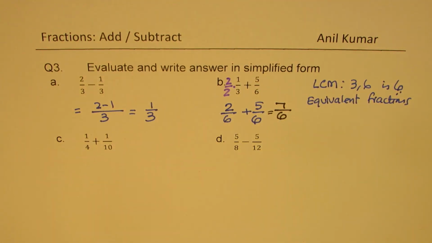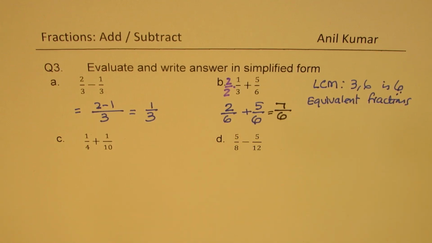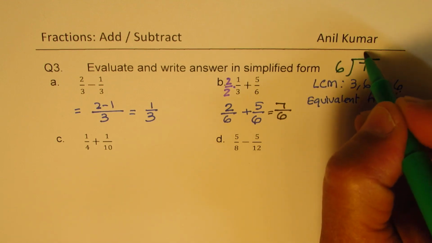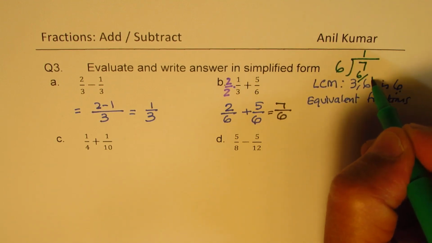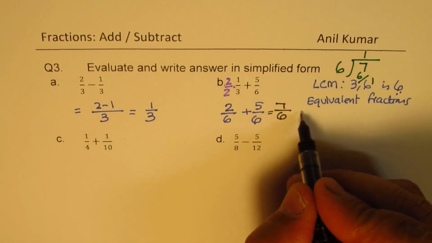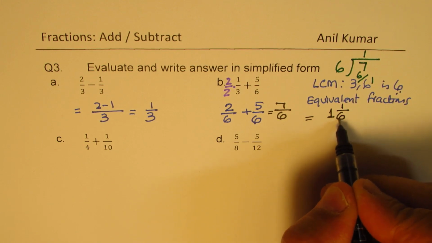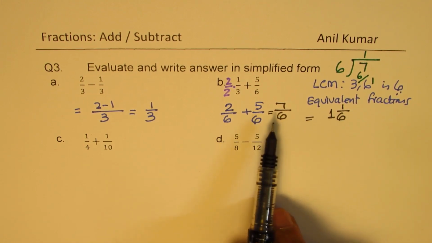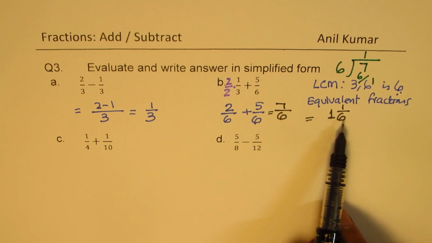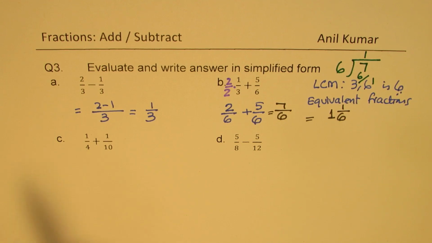Now 7 over 6 is an improper fraction, so at times you may have to divide 7 by 6. It goes one time and the remainder is 1. So you may have to write your answer in the form of 1 whole 1 over 6, right? That is converting improper fractions to mixed numbers, which may be required at times. Okay, let's do the next one.